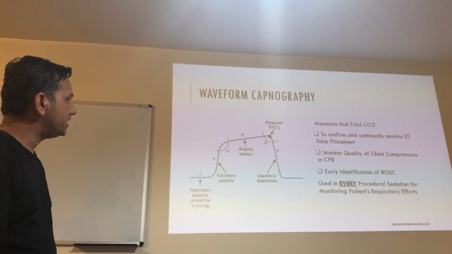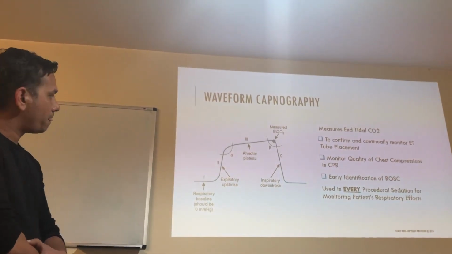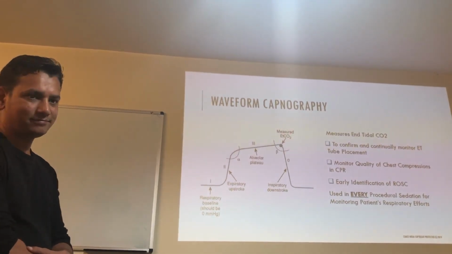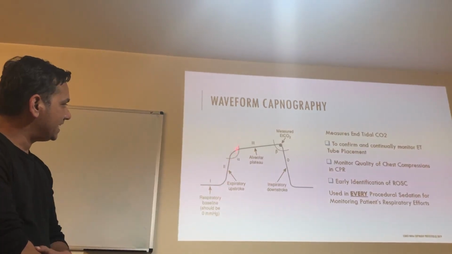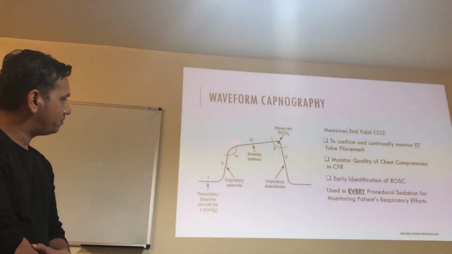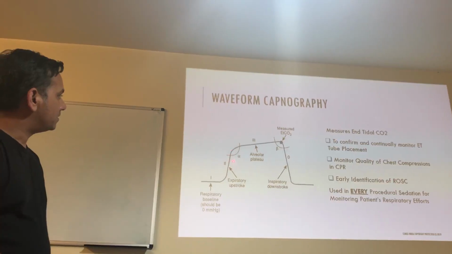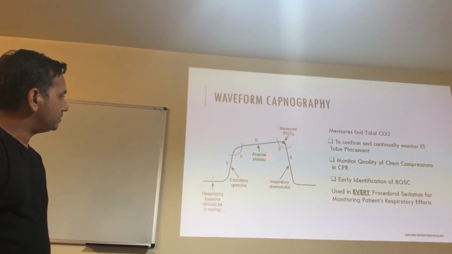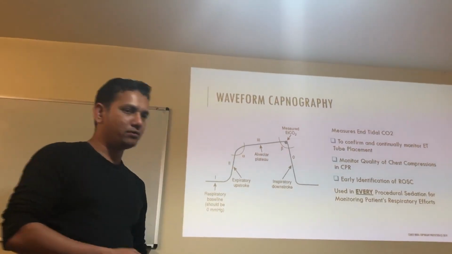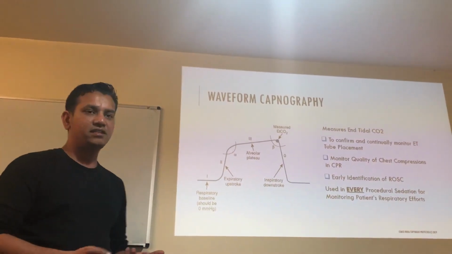First concept we are going to learn here is waveform capnography. You need to know that this is a square box. This upstroke is expiration and this downstroke is inspiration. What is the normal EtCO2? 4.5 to 6. So normal EtCO2 is just similar to your PaCO2, 4.5 to 6. So anything above 4 is good.